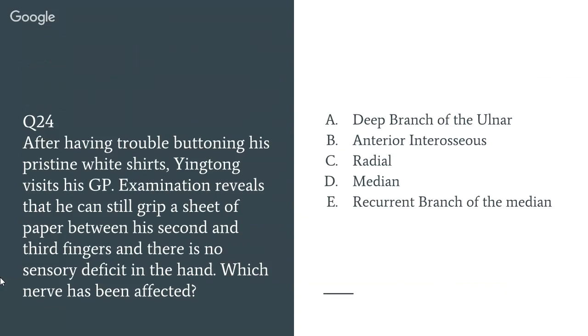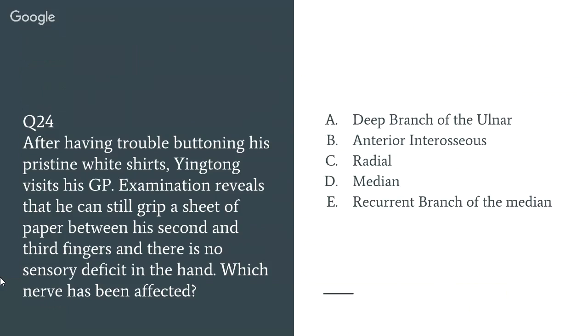Any answers? Anyone? E? So I'll explain this as best as I can. Pretty much, Ying Tong's having trouble buttoning his shirts. What do you need to button your shirts? You need fingers and a thumb, yeah? Yeah, good. So when it comes to gripping a sheet of paper between his second and third fingers, like that, there's pretty much no deficit in the musculature there.